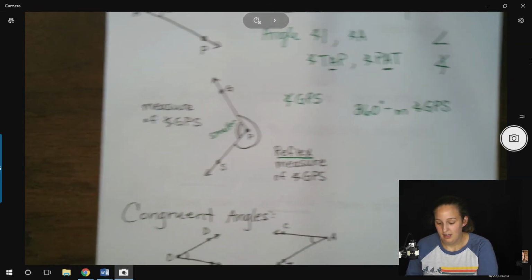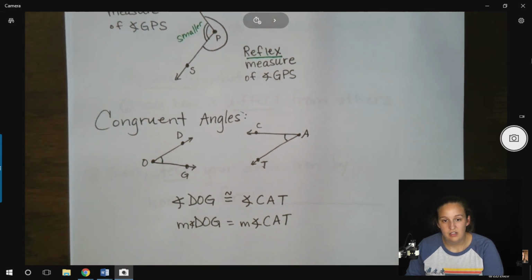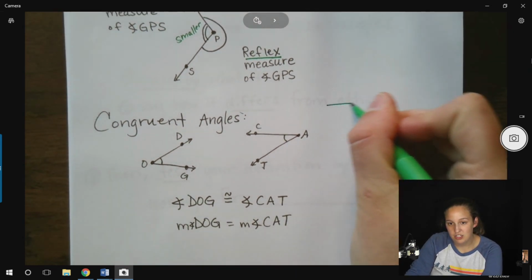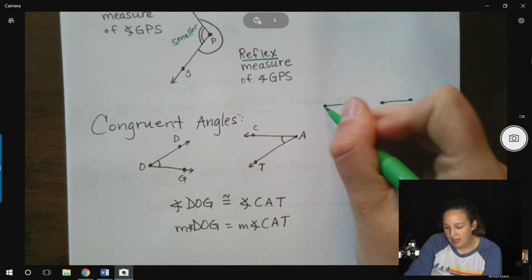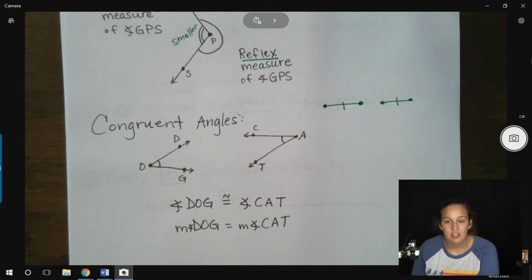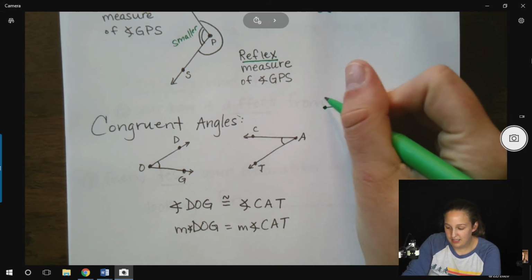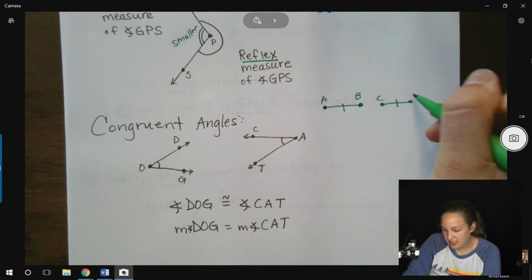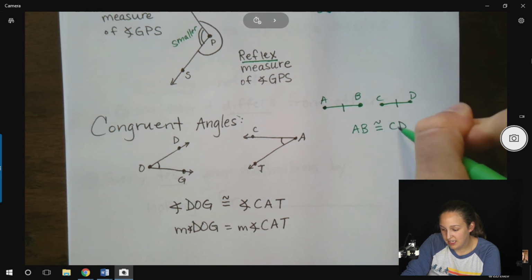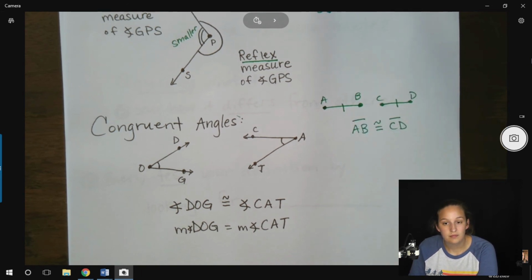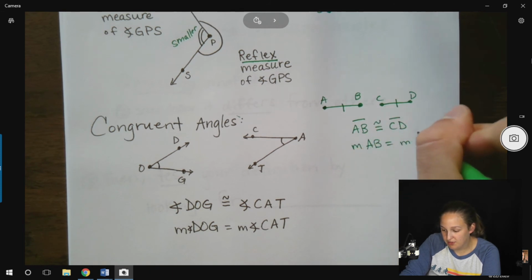All right. The second thing we're going to talk about is congruent angles. So just like with lines, remember if we had 2 line segments, a line segment here and a line segment here, and if these 2 segments were congruent, you put a dash through it. Or when you said, so this is like A, B, C, D, and we said that AB is then congruent to CD, or that the measure of AB was equal to the measure of CD.